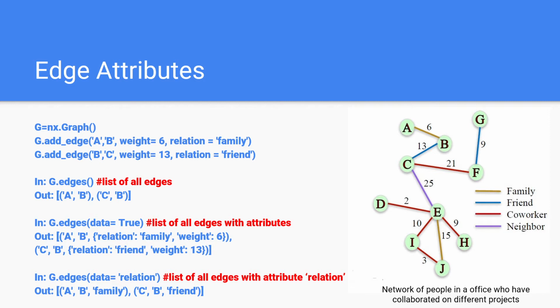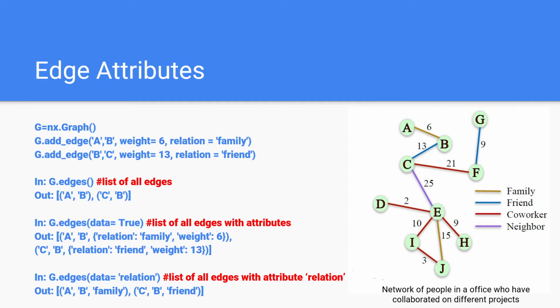Now, in any graph, each and every edge, which basically provides us with the relationship between various nodes, has some attribute, whether it be a weight or a kind of relationship. For example, here is a network where, in an office, there are some people who have collaborated on different projects. This is a very small office in a small town, so many people know other people very well. They could be family, friends or neighbors. So it's a household office.